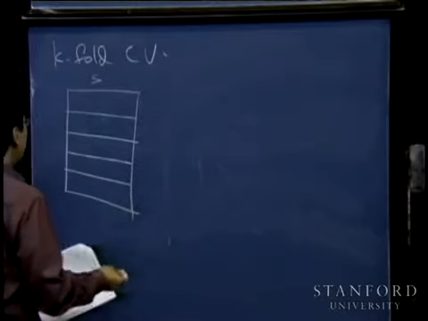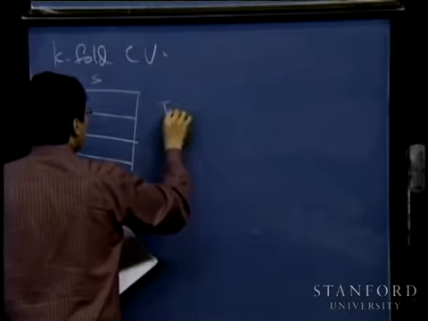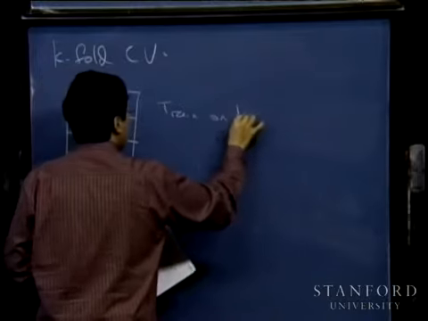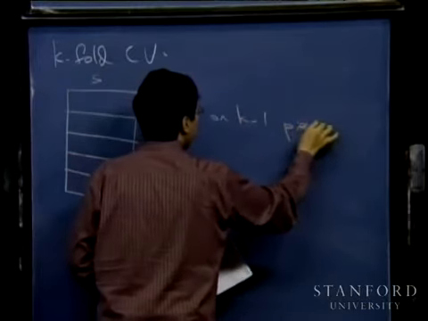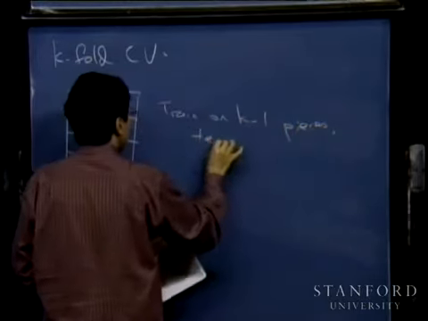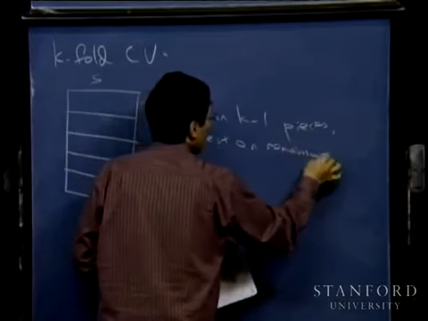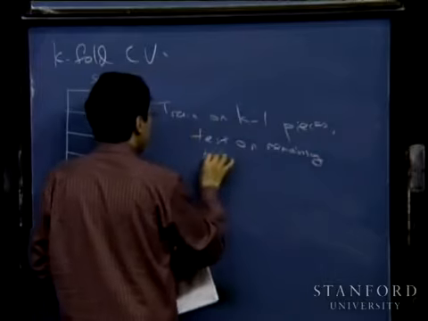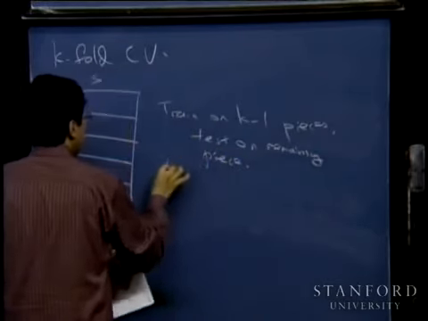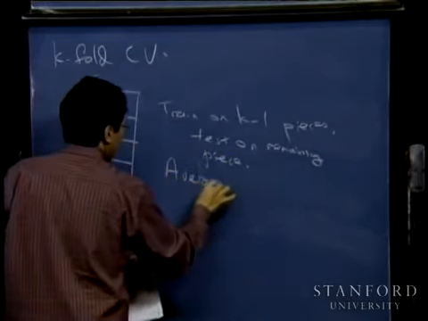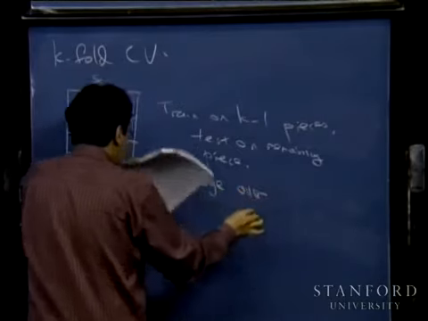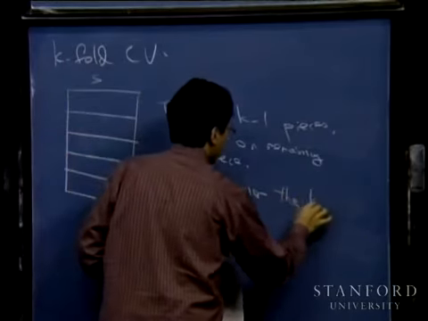What I'll do is repeatedly train on k minus 1 pieces, test on the remaining piece, and then average over the k results.